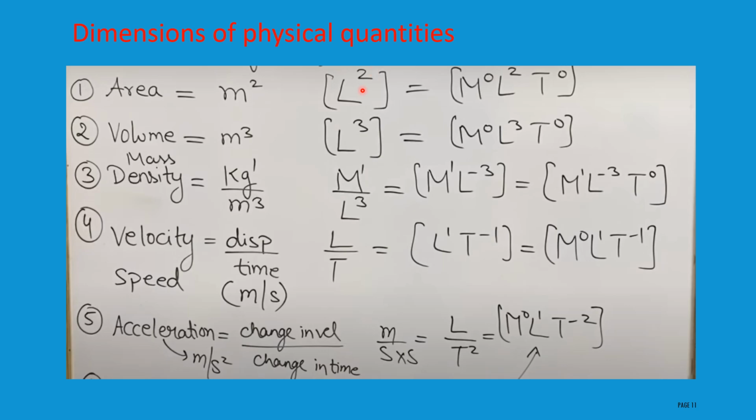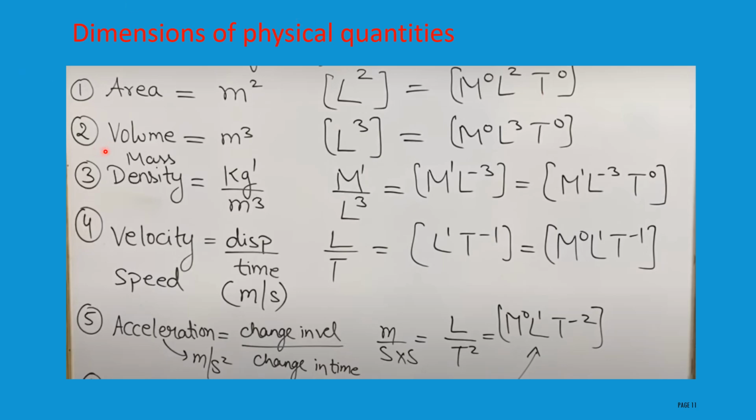Then normally in dimension we will use 3 symbols in terms of a power. One is mass, second one is length, third one is time. If you are not having any dimension for a particular one, we raise the power 0. In the case of area, the dimension in mass will be 0. The dimension of area in length will be power 2. Then the dimension of area in time will be 0.